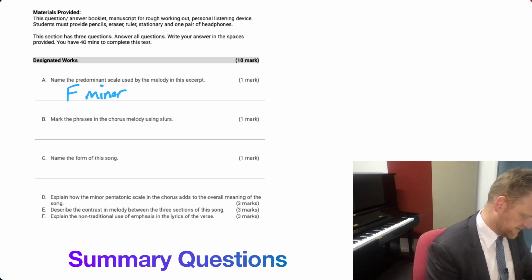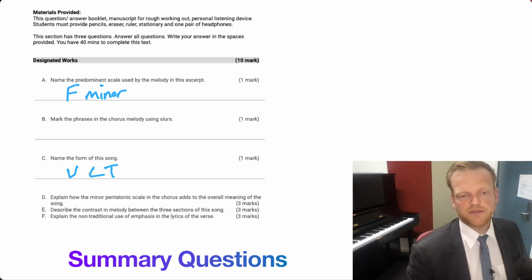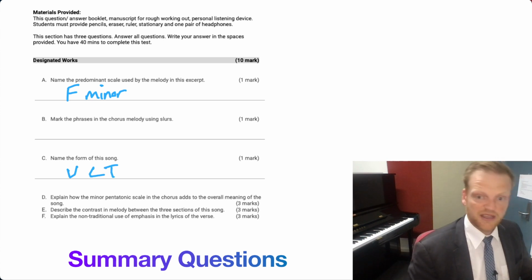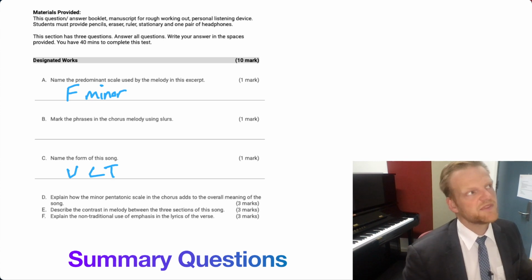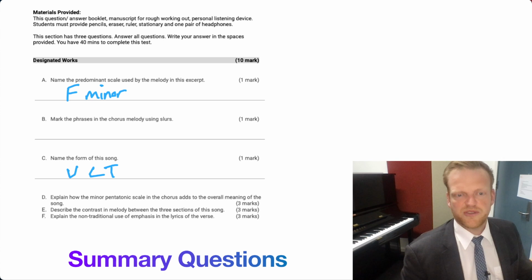Name the form of the song. So we'd say verse, chorus, tag, or something like that, however you've labeled it. Maybe give bar numbers if you're unsure. If you thought someone was going to mark you wrong, I'd go verse, bar 3, chorus, bar, something or other. That's the way to answer that.